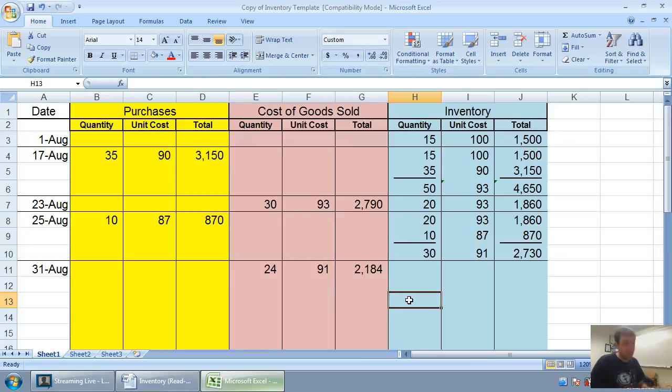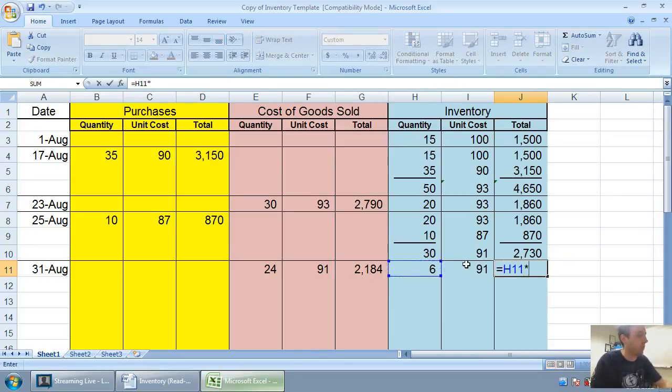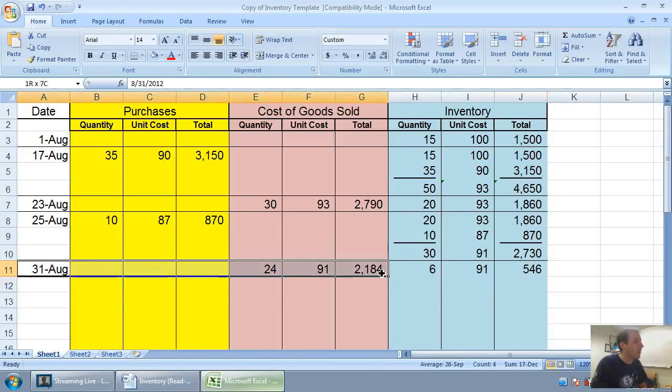If you're doing a question and the numbers don't work out to even numbers, take as many decimal places as your teacher tells you, as many as you can is what I'd recommend. So if it's like 0.333, I would take as many decimals as I could. I would go 0.33333. But in this case, they all work out to even numbers. So we're left with 6 units, again at a cost of 91. 6 times 91 is $546. And at this point, we're done.